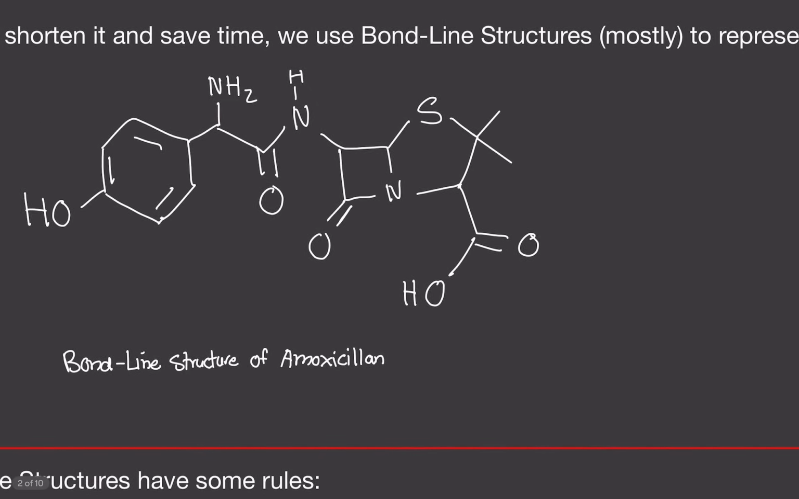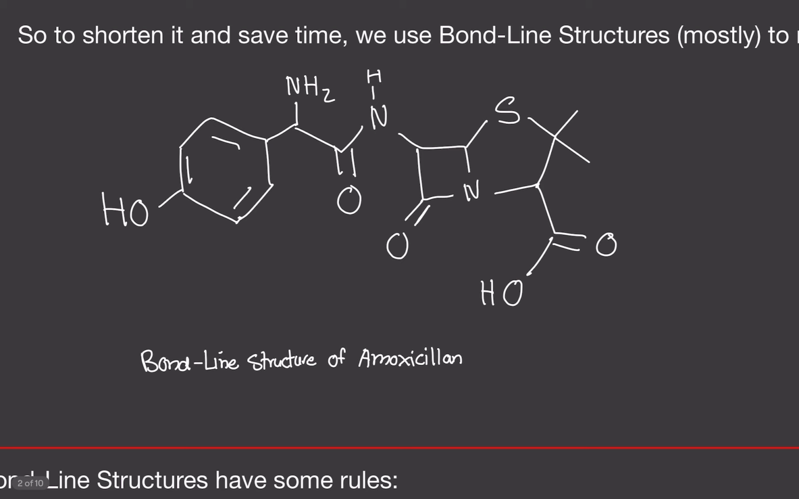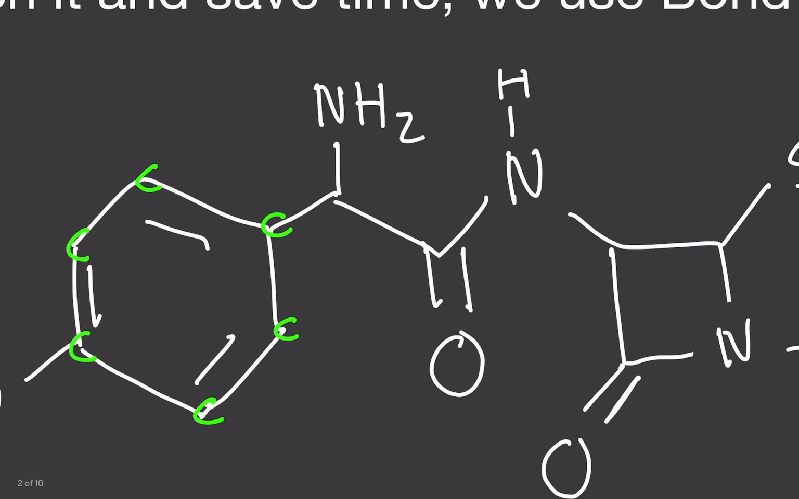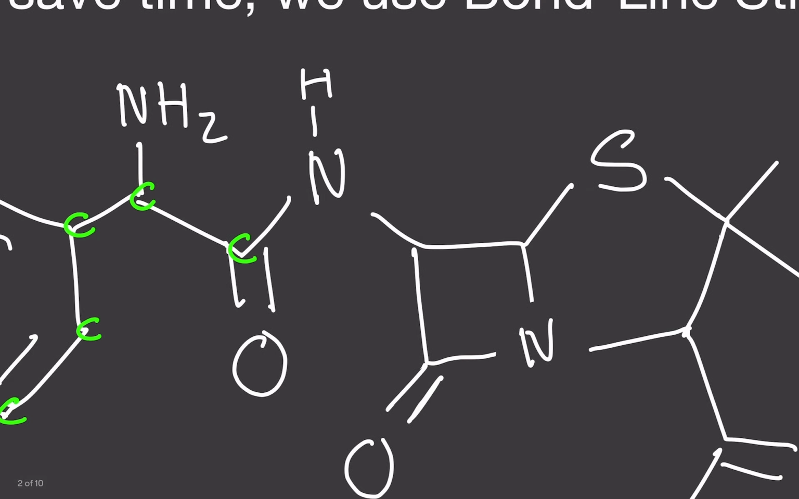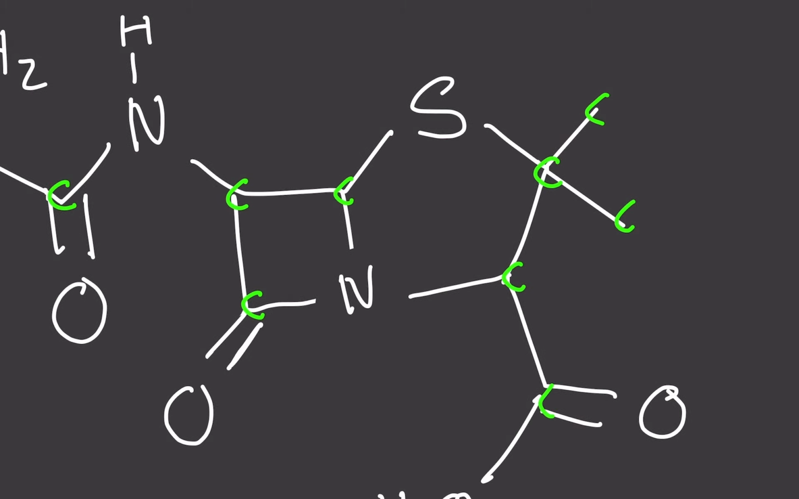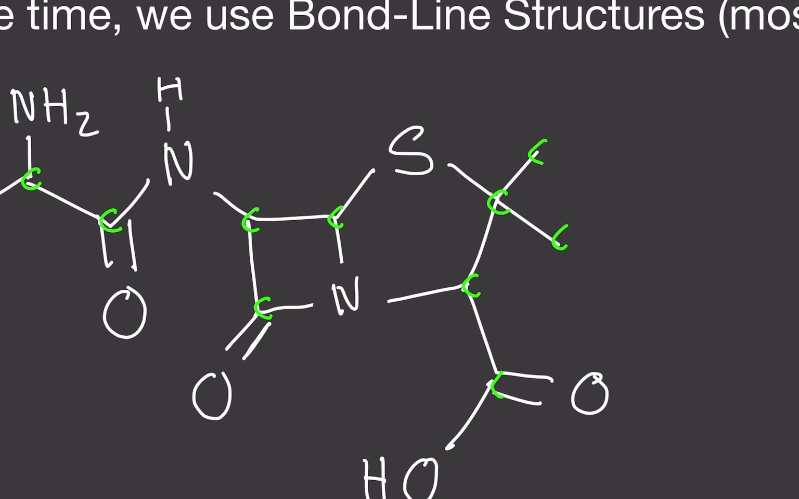So let's take a look back here at amoxicillin. There's a lot going on here. But let's break it down slowly. How many carbon atoms do we have here? Let's start from here. We have a bend here, that's a carbon. One here, here, here, here, here, here, one here, one here, here, here, here, here, here, here. And I think that's all of them.